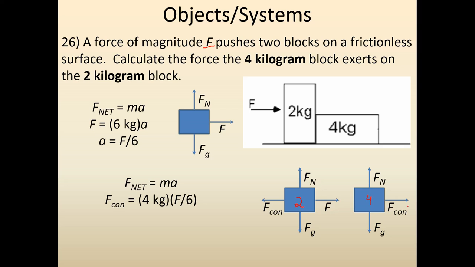I plug in the F divided by 6. Again, recall that this technically has units of kilograms, so the 2 kilograms cross out. So I'm left with 4F over 6, and that's going to simplify to 2/3 F. So essentially the contact force that both of these blocks are going to be experiencing is 2/3 of F.